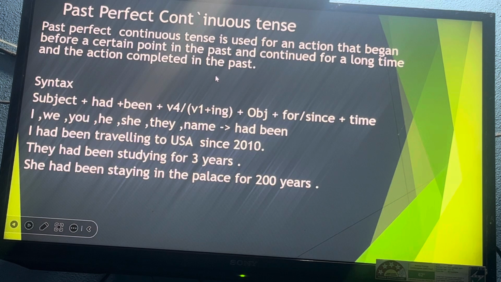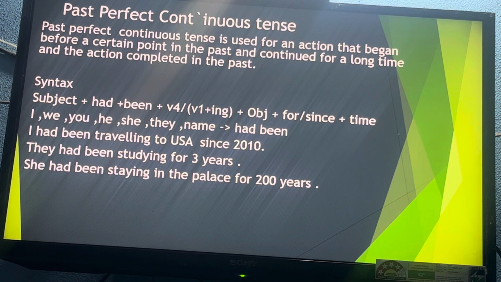No need to worry if you did not get it. The meaning is so simple. It means an action started in the past, even continued in the past, but when it completed we don't know. It means there is no proof. So proofless things, you should not use in real life.